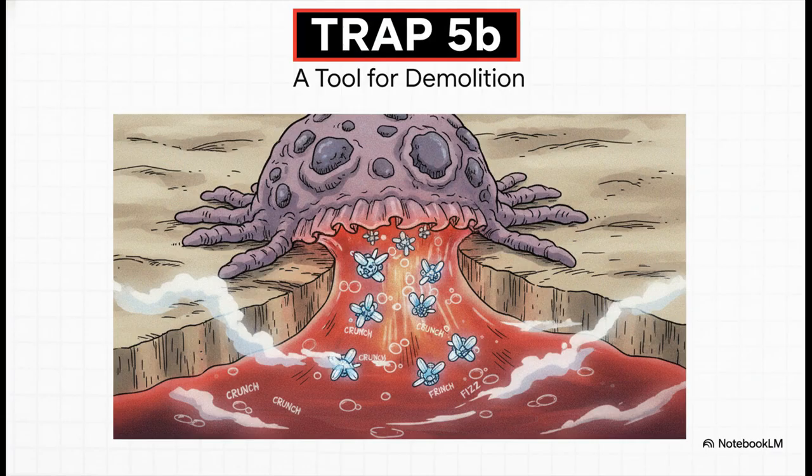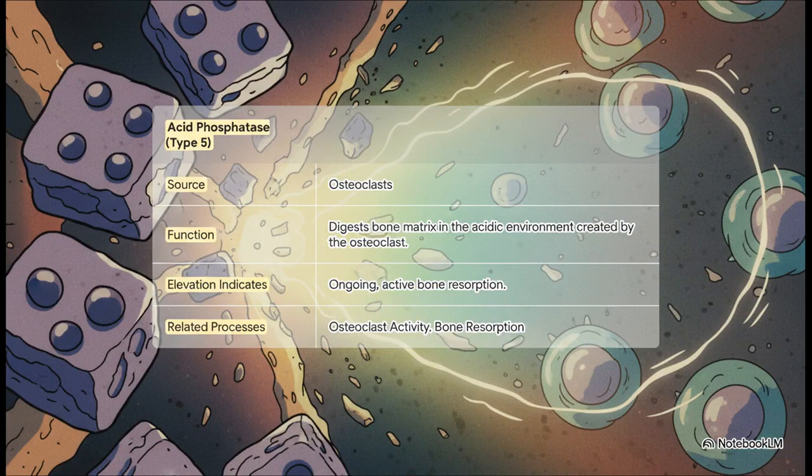Okay, so we've been measuring the debris from the demolition. Now let's shift gears and start measuring the demolition tools themselves. We'll start with something called tartrate-resistant acid phosphatase, or TRAP5B. This is an enzyme that's released directly by the osteoclasts. What's so important about TRAP5B is that we're not just inferring activity from the byproducts anymore. We're measuring a key piece of the actual machinery.